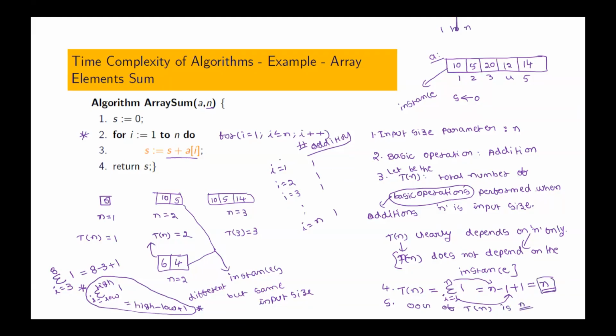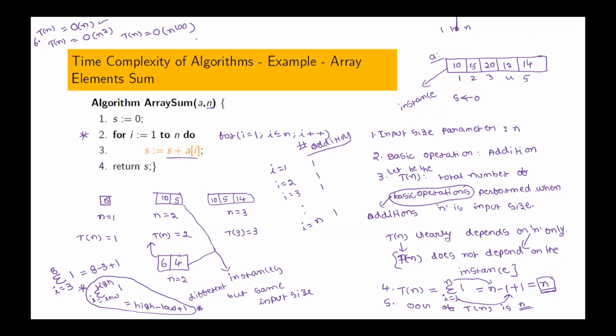Now, the next question is we need to represent it using some asymptotic notation. Let me write here, T of n, 6th step. T of n, can we write it as big O of n? Is this correct or not? Yes, it's correct. T of n, can you write it as big O of n square? Yes, we can also write that. T of n, can you write it as big O of n power 100? Yes, we can write that.